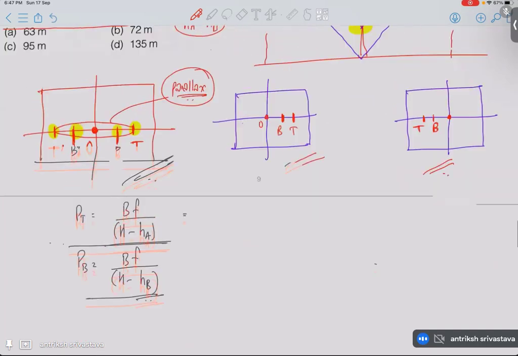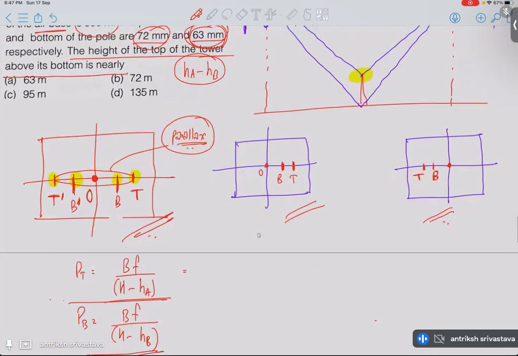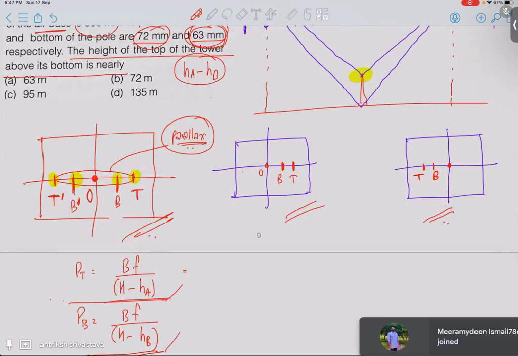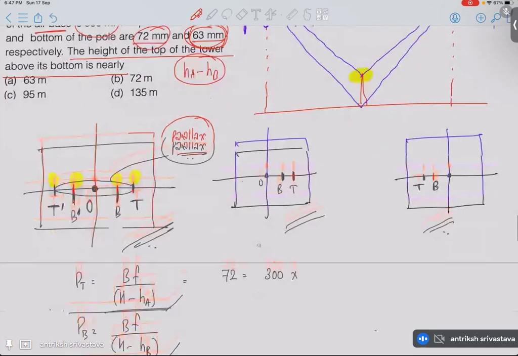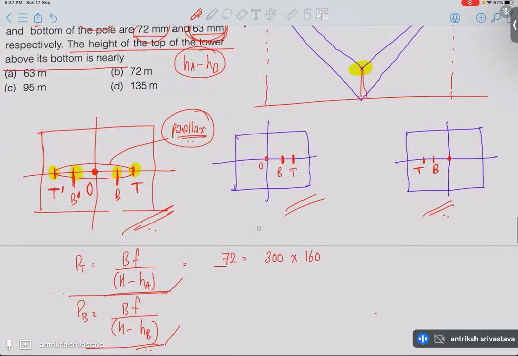So we can identify that using the values. We can identify HA from this equation, HB from this equation, HA minus HB we can easily get. So let's do that. 72 for the top is equal to 300, the air base in meters, into the focal length, that is 160 mm. So the mm will get cancelled here. And h, that is 4000 meters minus HA.